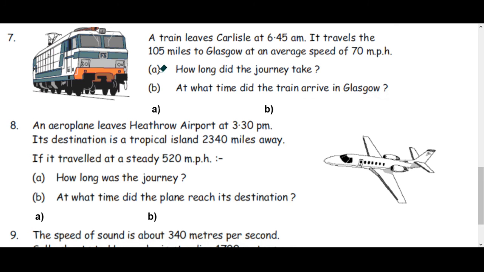Right, 3 to go. So first one, a train leaves Carlisle at 6:45. It travels the 105 miles to Glasgow, an average speed of 70. How long did it take? So that's your time equals distance over speed part. So distance over speed, 105 over 70 gives you 1.5. That's 1 hour 30. Go forwards an hour to get 7:45, and then go forwards a half hour and you'll get 8:15 a.m. It's kind of like the ones we did.